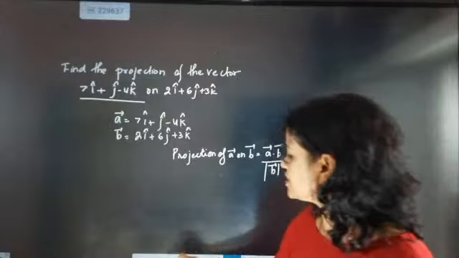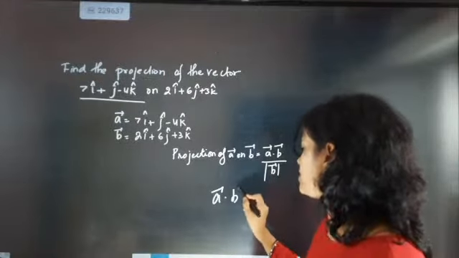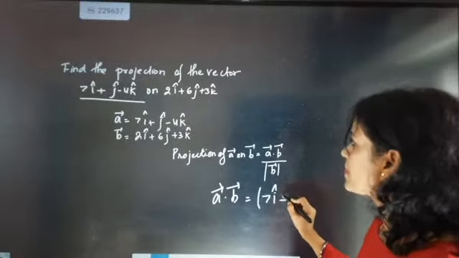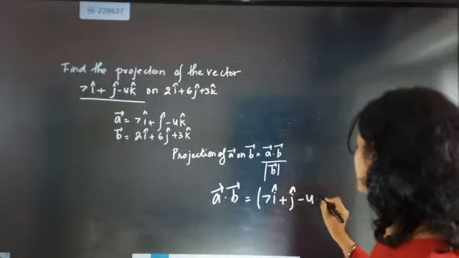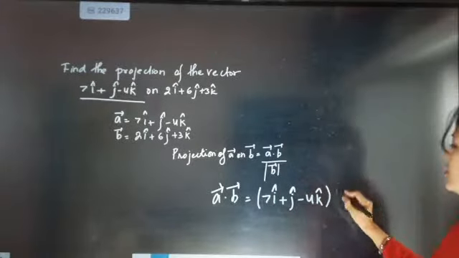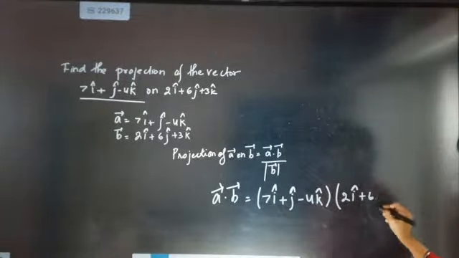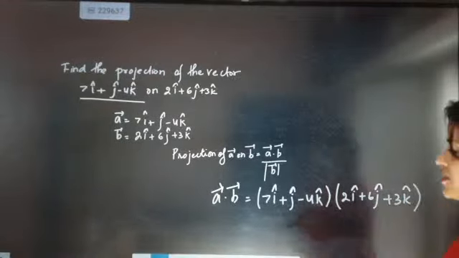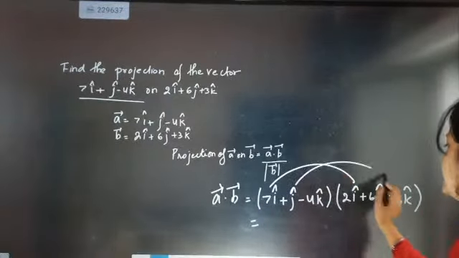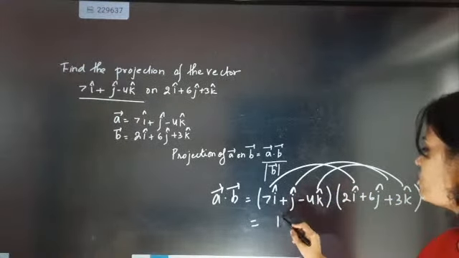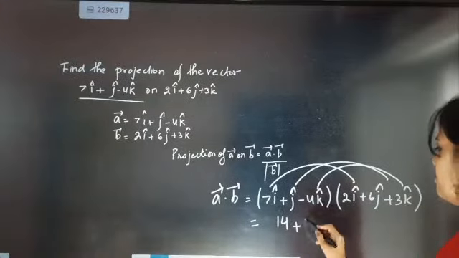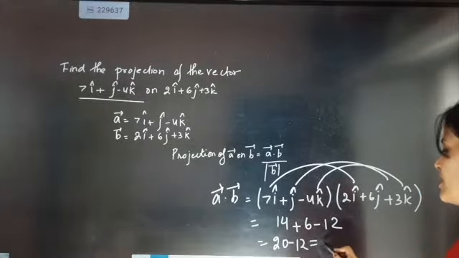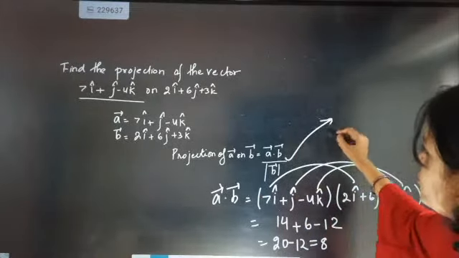Now look here. First, find A vector dot B vector. A is 7i plus j minus 4k cap, and B is 2i cap plus 6j cap plus 3k cap. So i with i, j with j, k with k, it is going to come as 14, plus 6, minus 12. So 20 minus 12, it is coming as 8. So A dot B we got.